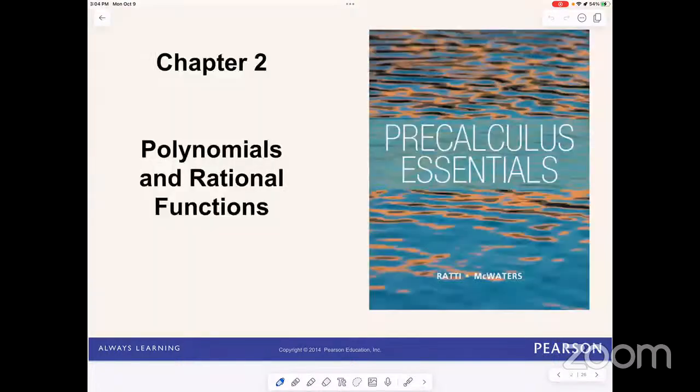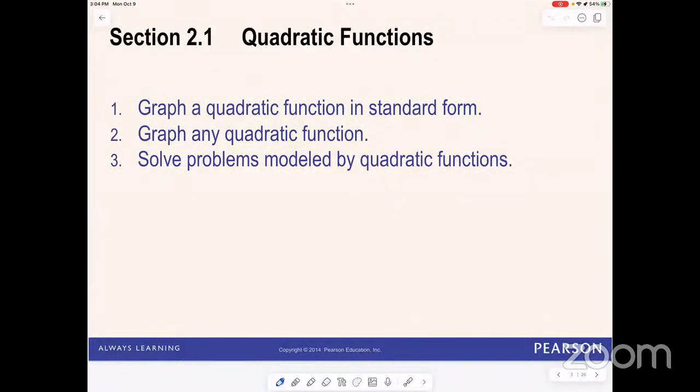So today, we are going to be moving into chapter 2 on polynomials and rational functions. We'll start today with section 2.1, quadratic functions. A few objectives: 1, graph a quadratic function in standard form. 2, graph any quadratic function. And 3, solve problems modeled by quadratic functions.